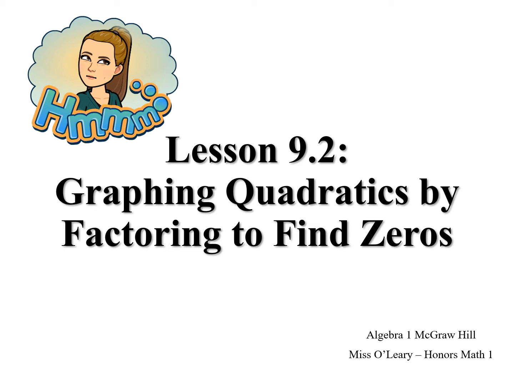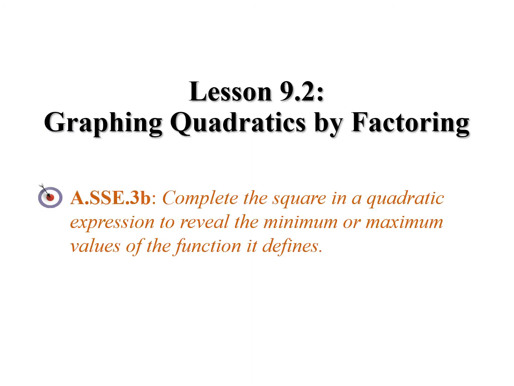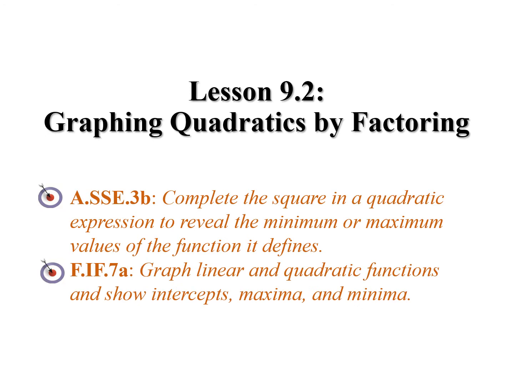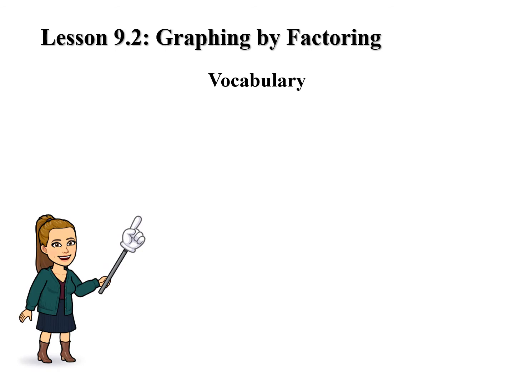All right, ladies and gentlemen, so today we are going to do our last new thing for this unit, Quadratics Part 1. We're going to talk about graphing quadratics by factoring to find the zeros. So, same skills as we were working on the last lesson. We're completing the square, and we're going to be talking about graphing our quadratic functions to show intercepts, maxima, or minima. And to do that, we have two vocab terms.